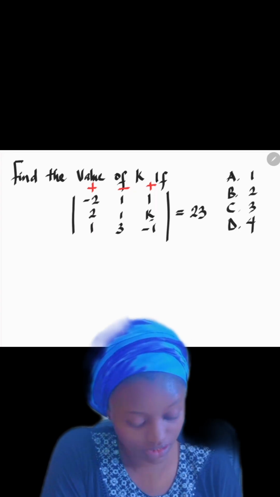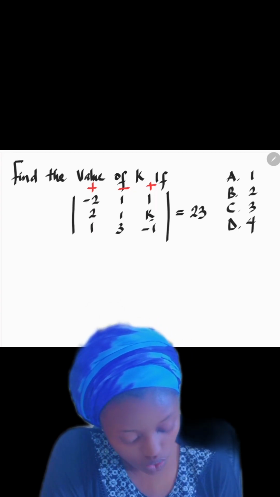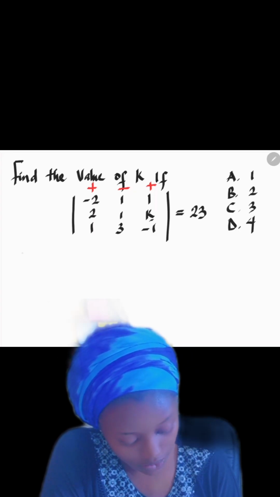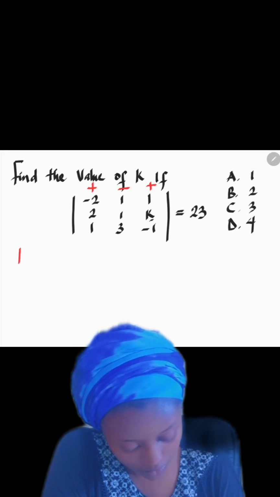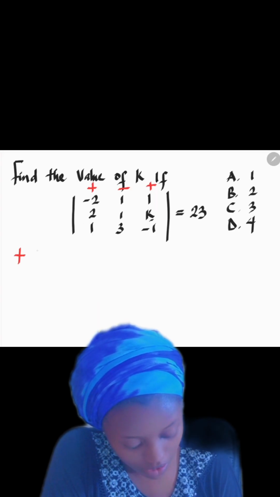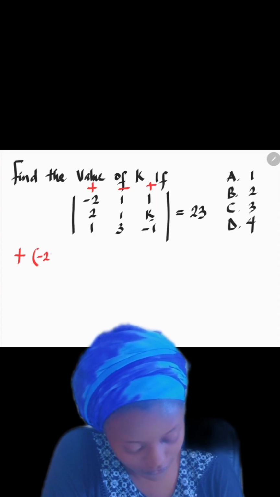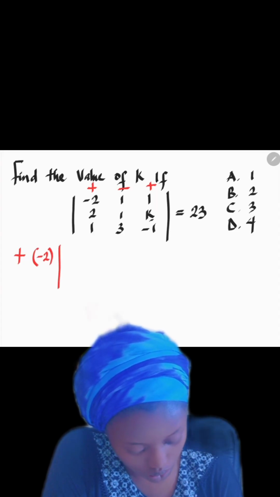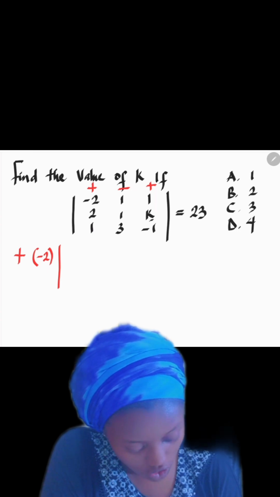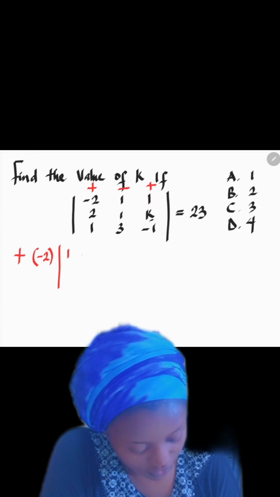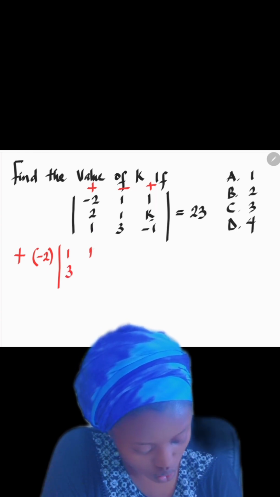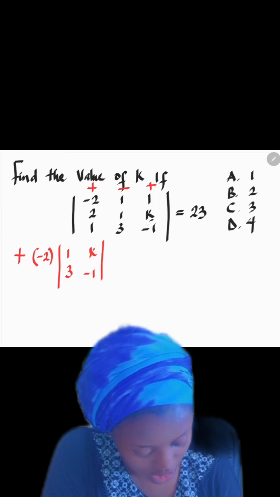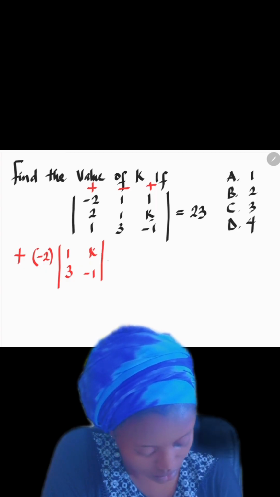Now, starting with the first one, this is a plus, here is a minus. Plus times minus here, or we can indicate. Let's write out the plus. Then we'll pick the first number in the first column and first row, which is minus 2. So if you cover the first row and the first column, we'll be left with 1, 3, k, minus 1.